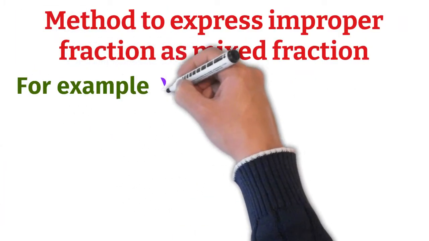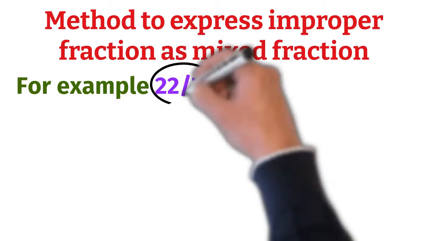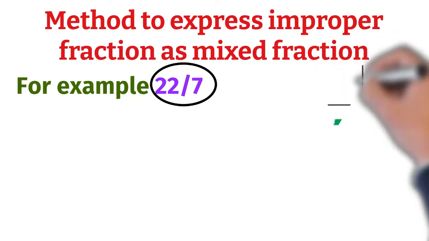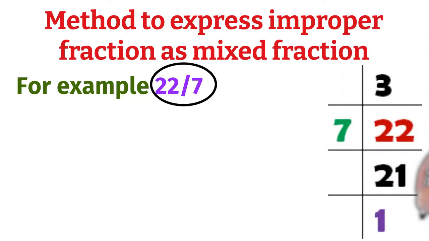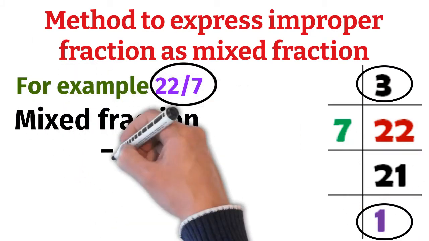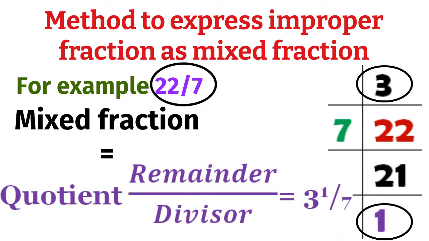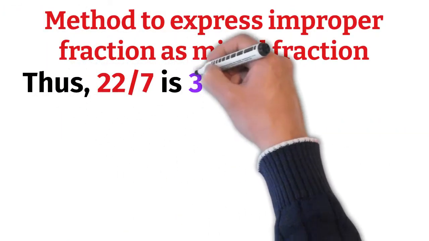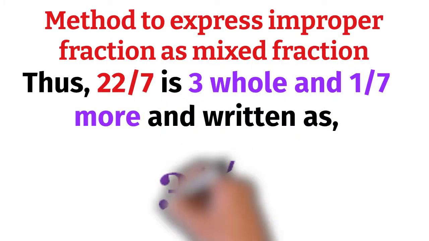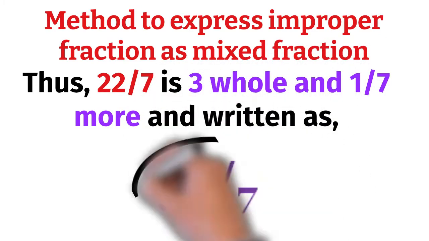Likewise, let's take the improper fraction 22 by 7 and convert it into mixed fraction in same process. Dividing 22 by 7, the quotient is 3 and remainder is 1. Now, mixed fraction equal to quotient whole remainder by divisor more, equal to 3 whole 1 by 7 more. Thus, 22 by 7 is 3 whole and 1 by 7 more, and written like this.